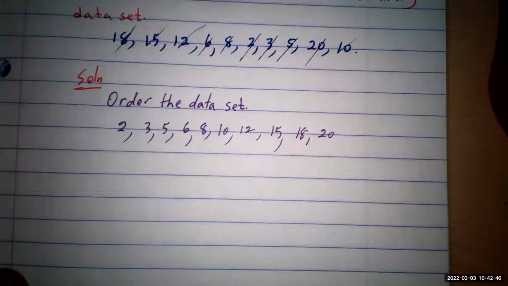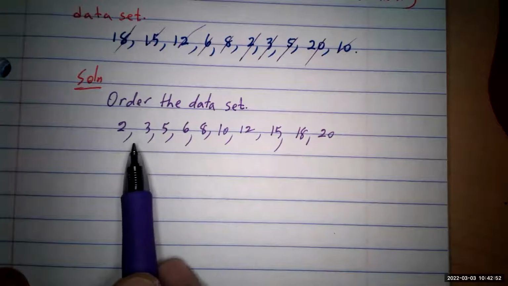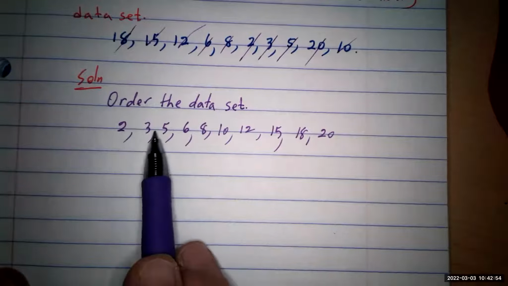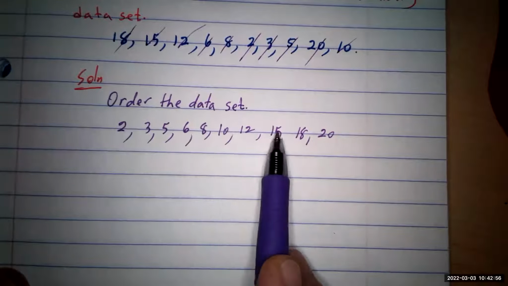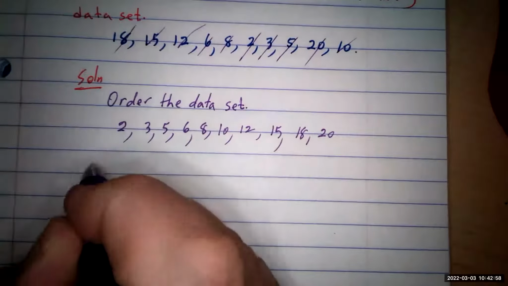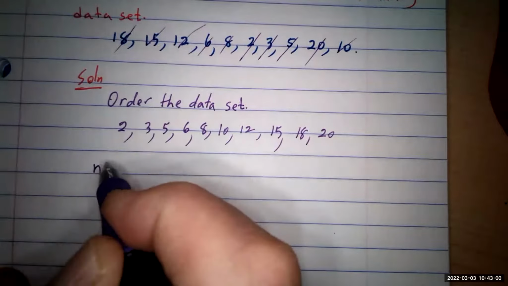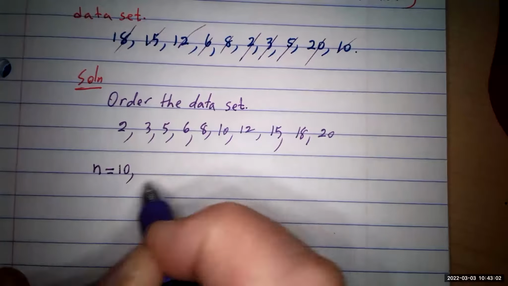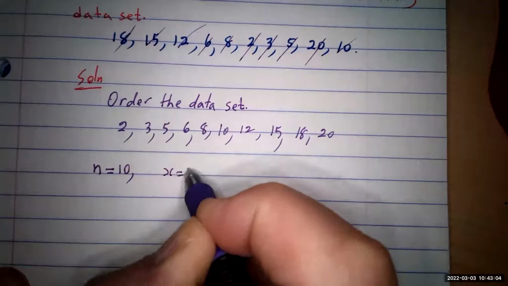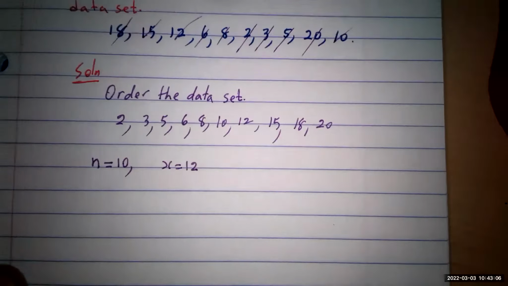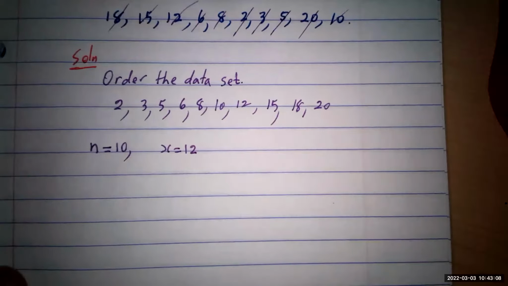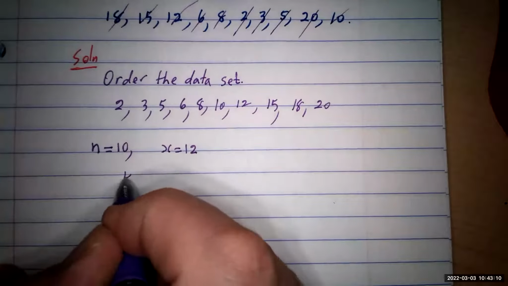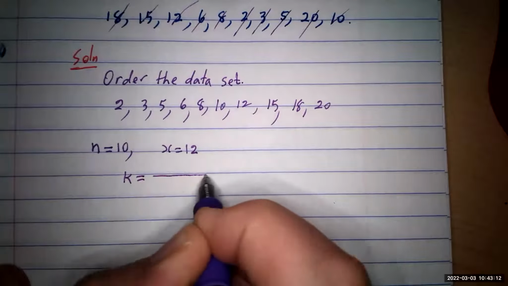Any question? So write your formula. So the value in question is, you count the number of observations that we have: 1, 2, 3, 4, 5, 6, 7, 8, 9, 10. So n is equal to 10. The number in question is 12. So you want to find the ranking of the 12. So repeat the formula, k is equal to, and just repeat it again.